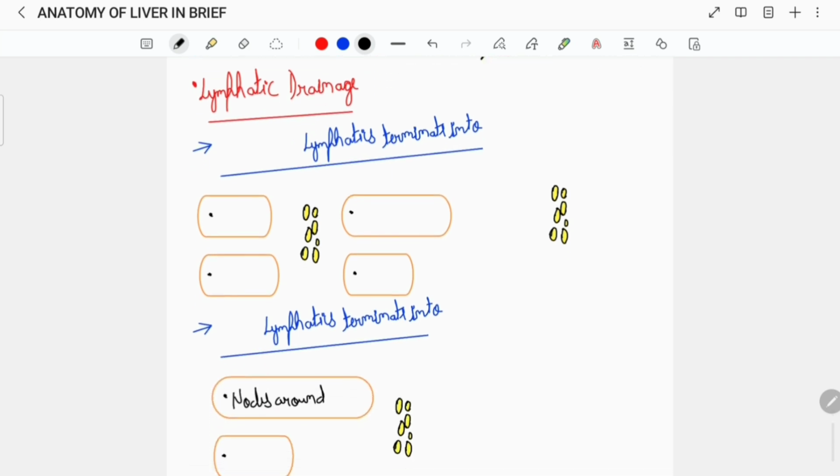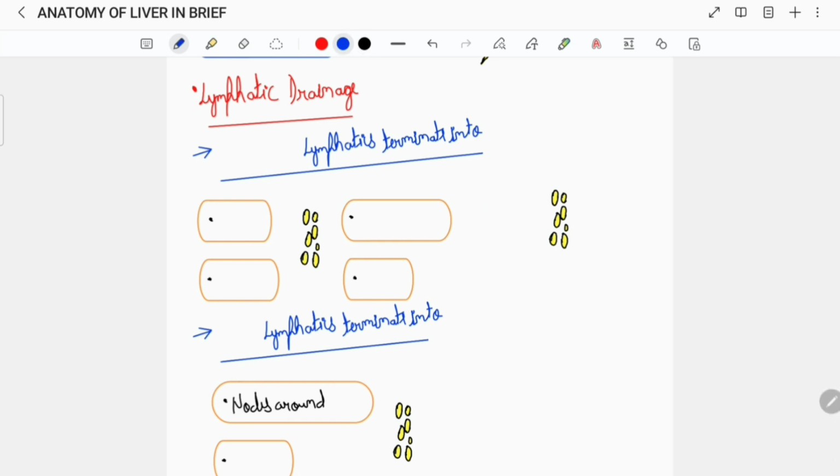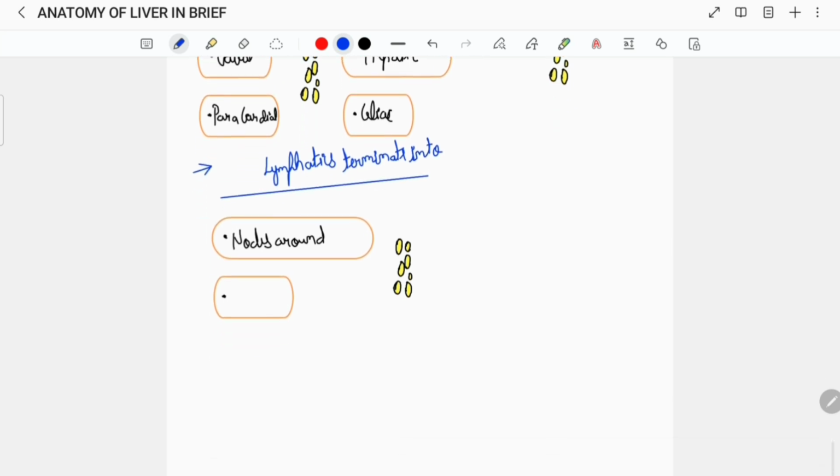Talking about the lymphatic drainage of liver. The superficial lymphatics of the liver terminate into the following nodes, which include the caval, the hepatic, the paracardial, and the celiac lymph nodes. The deep lymphatics terminate into the nodes around the inferior vena cava and some hepatic nodes.